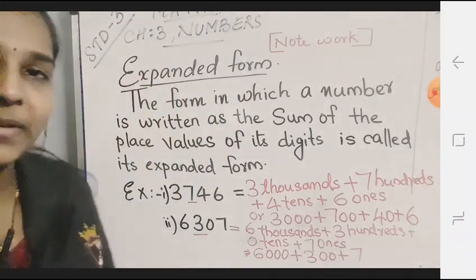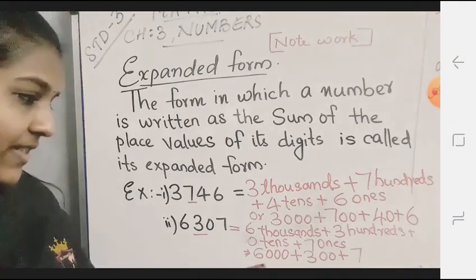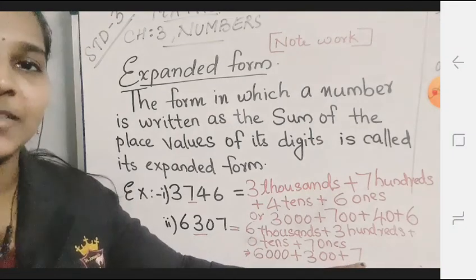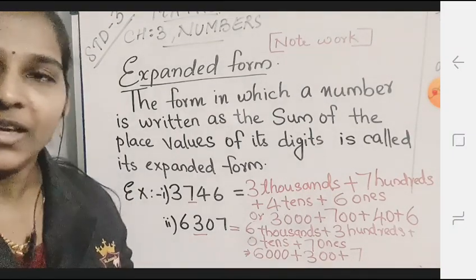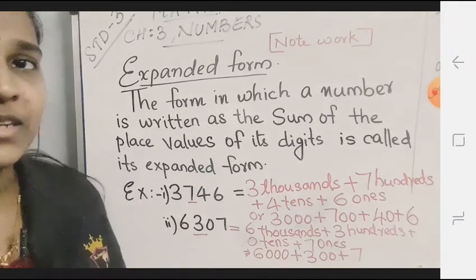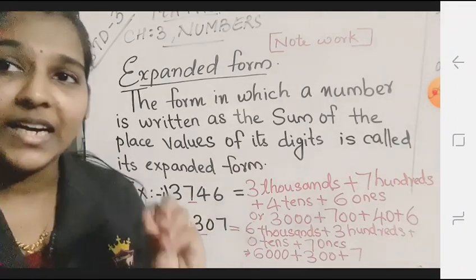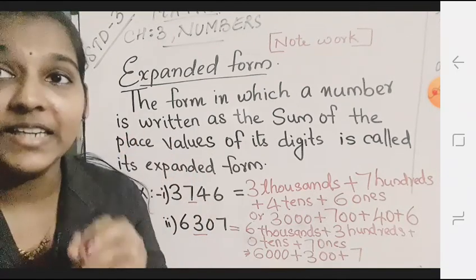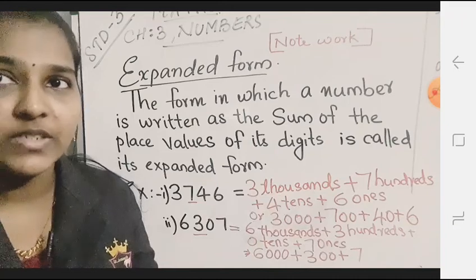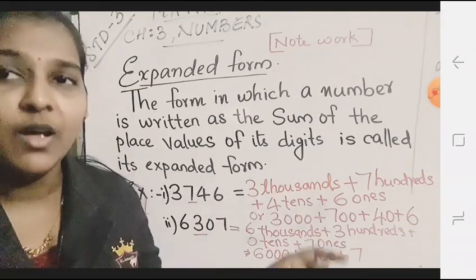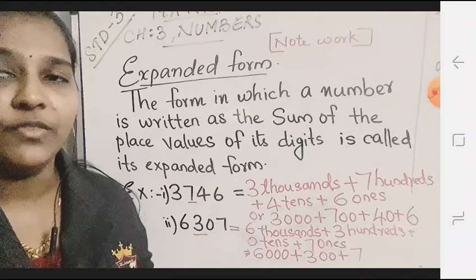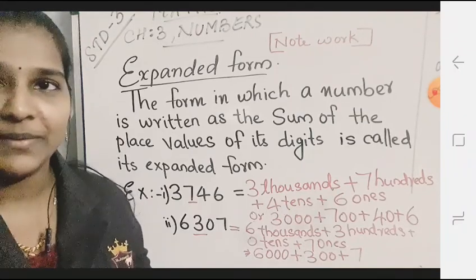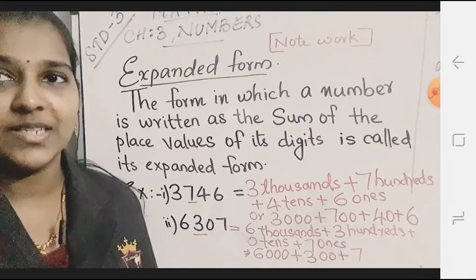So how to write the expanded form? That is 6,000 plus 300 plus 7. This is the expanded form of this number. Got it, children? Always remember, the expanded form means writing each digit with its place value and writing each digit as a sum, by using the plus symbol with the place value of each digit. Okay, that is the expanded form.